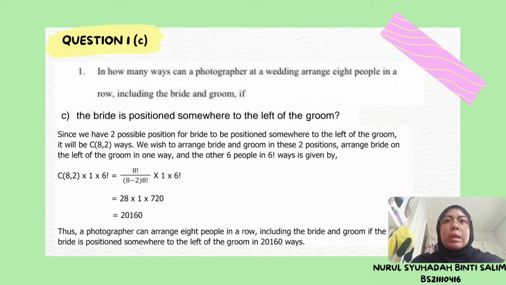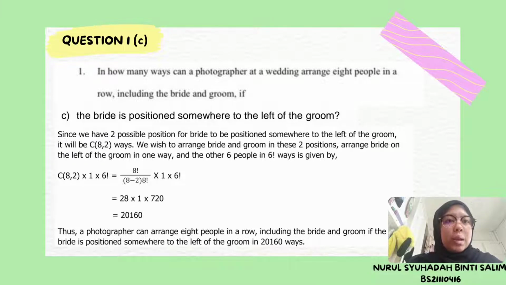Question 1c. In how many ways can a photographer at a wedding arrange 8 people in a row, including the bride and groom, if the bride is positioned somewhere to the left of the groom? Since we have 2 possible positions for the bride to be positioned somewhere to the left of the groom, it will be C(8,2) ways.